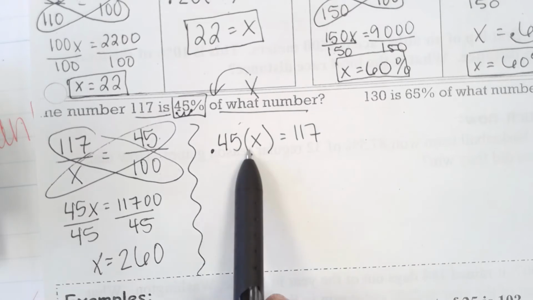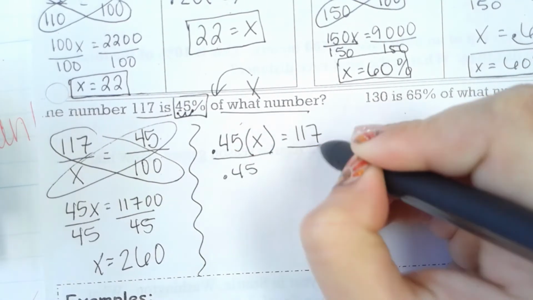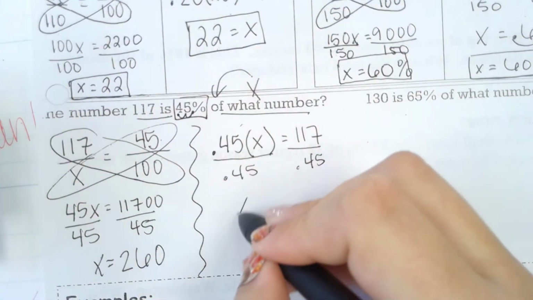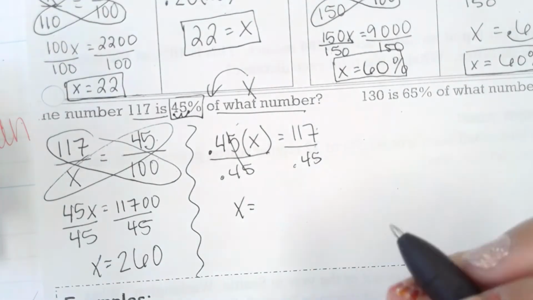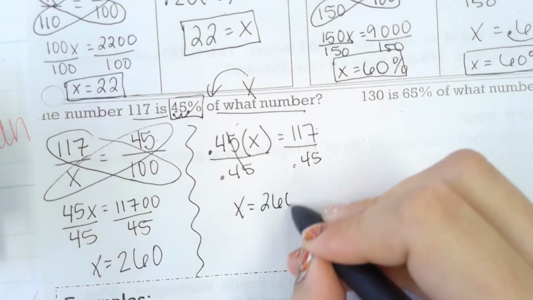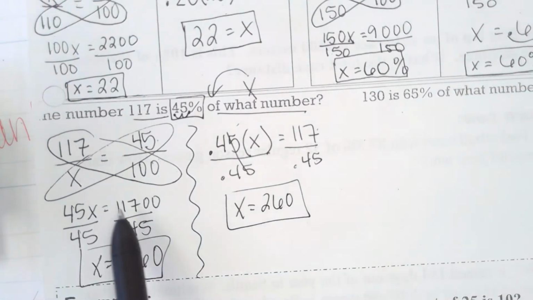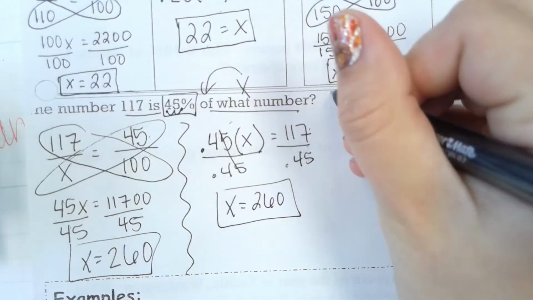So to get x by itself, you need to move that 0.45 by using the inverse operation, which is dividing. And then if you were to take 117 divided by 0.45 in your calculator, you would get that 260 again. So again, you just had to do it one way. Just pick whichever way you feel the most comfortable with.